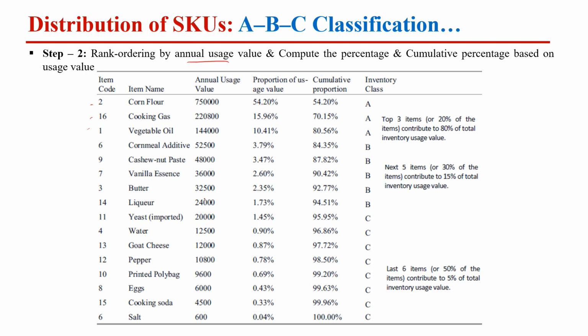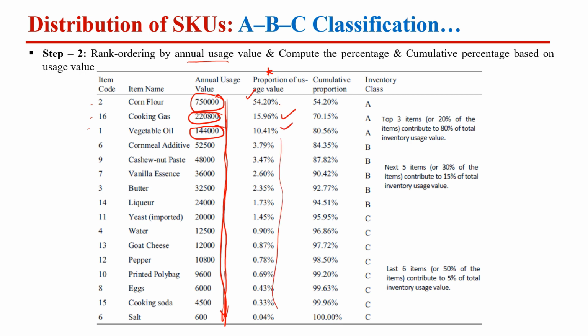Now the next thing in developing the ABC classification is to calculate the proportion of the usage value, or the percentage of the usage value. How can you do that? This value divided by the sum of all of them. So 750,000 divided by the sum, multiplied by 100, gives this one. Similarly, this value divided by the sum, multiplied by 100, gives this one, and so on.